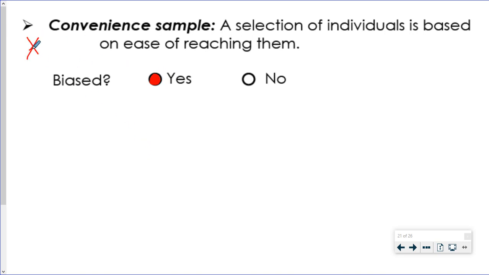You don't want to just talk to certain people because it's easy to get the information from them. All right. Another example of convenience sampling might be manufacturing.